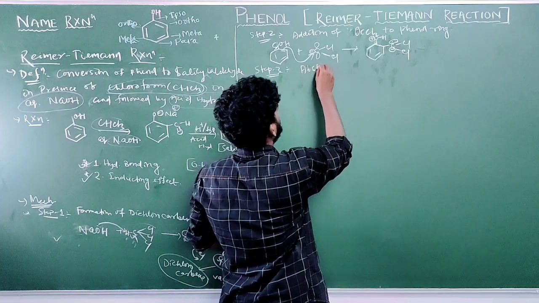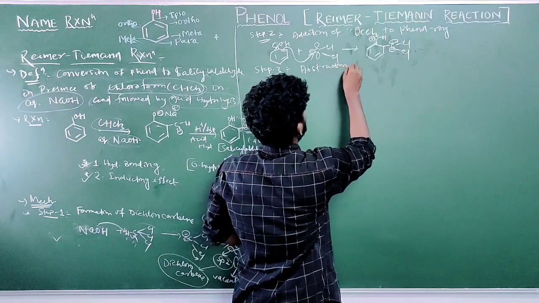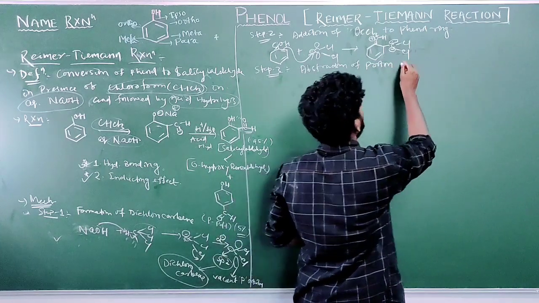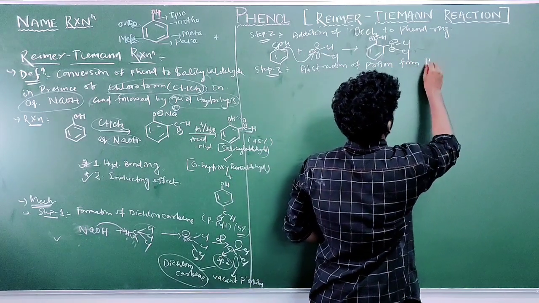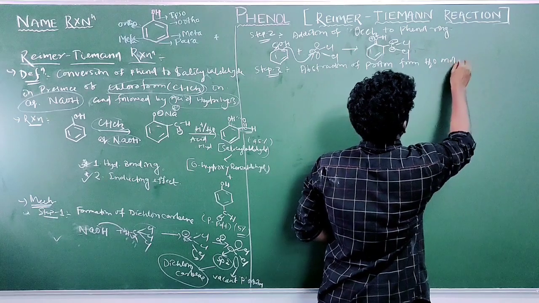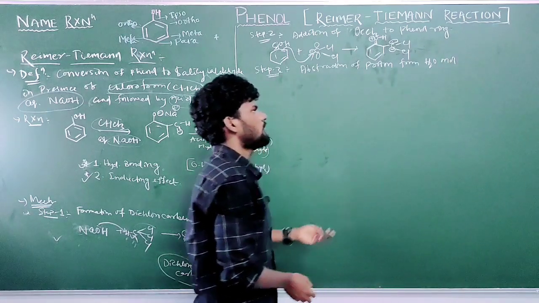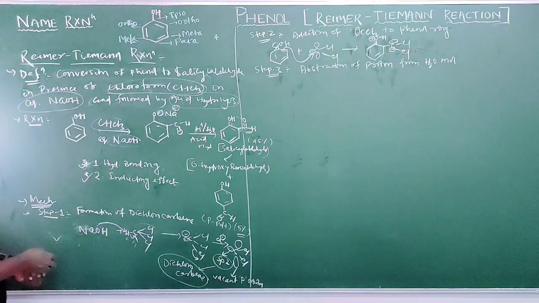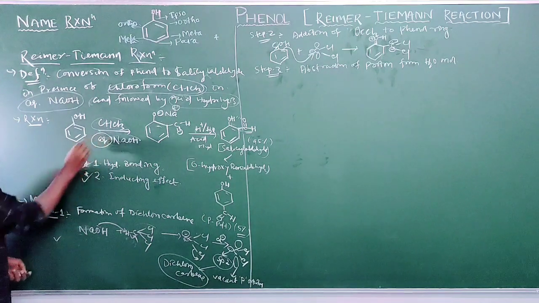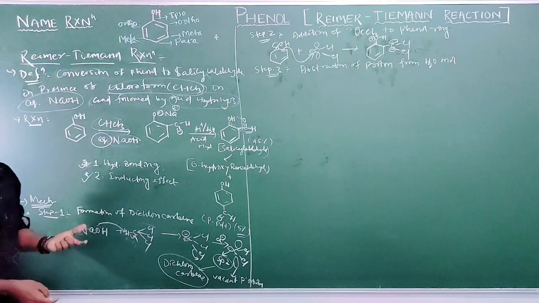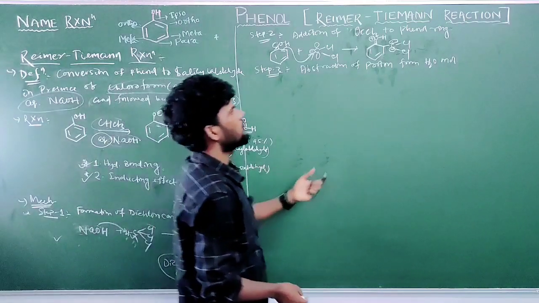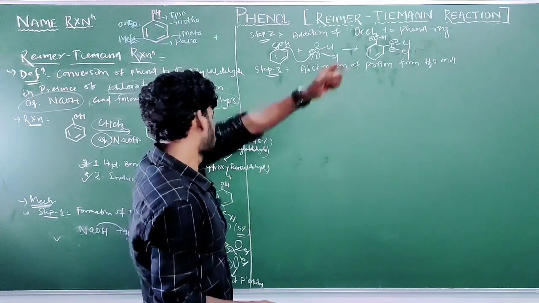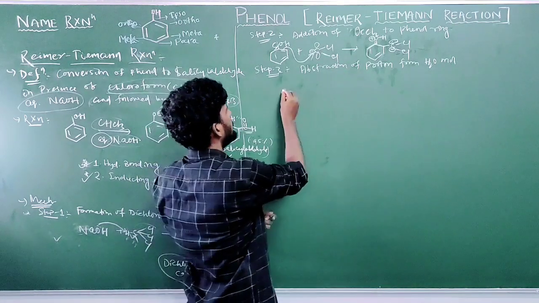In the third step, step 3, abstraction of a proton, meaning H plus ion, from water. So you may ask, where does the water come from? You can see here you are using aqueous sodium hydroxide. Aqueous means water is present in the reaction. So from that water the hydrogen or proton is taken. So how? See the mechanism.